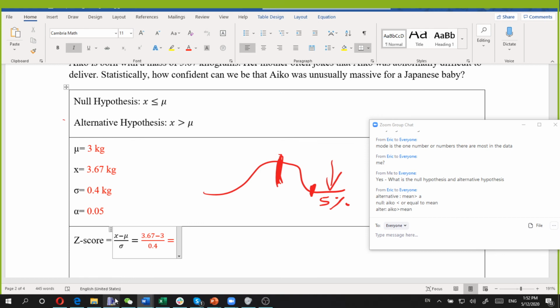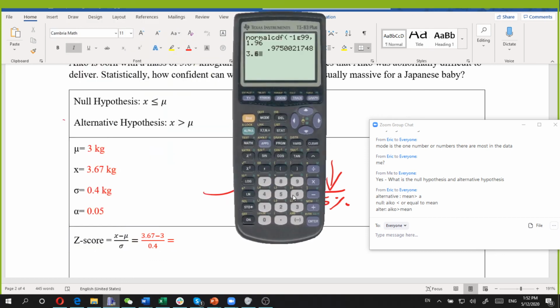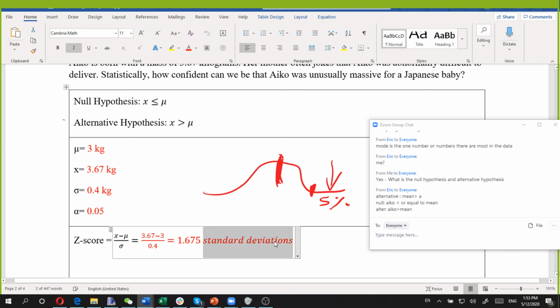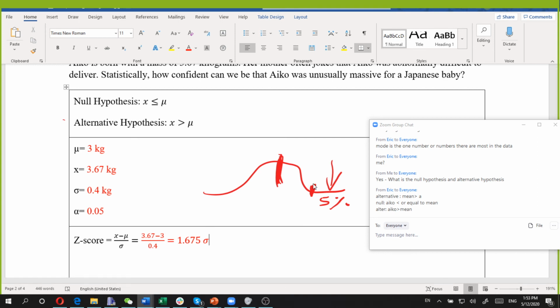Okay, so this is 0.675. What are my units? Not kilograms. Z-score always measures how many standard deviations you are above or below the mean. So my units are actually standard deviations right now. So I could write standard deviations, or you could write sigma. If we are 1.65 standard deviations above the mean, or more, then we could say ICO is unusually large.